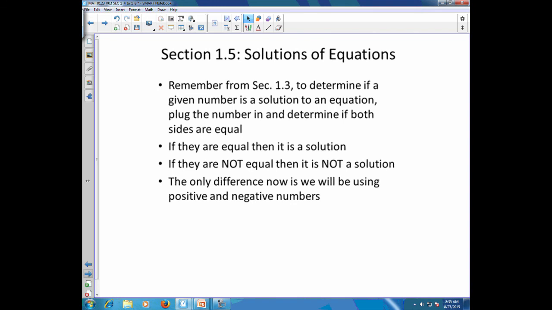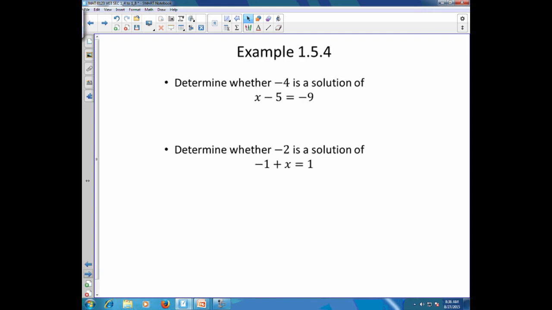So once again, remember from section 1.3, to determine if a number is a solution to an equation, we just want to plug the number in and see if both sides are equal to each other. If they're equal, then it's a solution. If they're not equal, then it's not a solution. Okay, so the only difference now is we're using positive and negative numbers. So we want to determine whether negative 4 is a solution to this equation. x minus 5 equals negative 9.